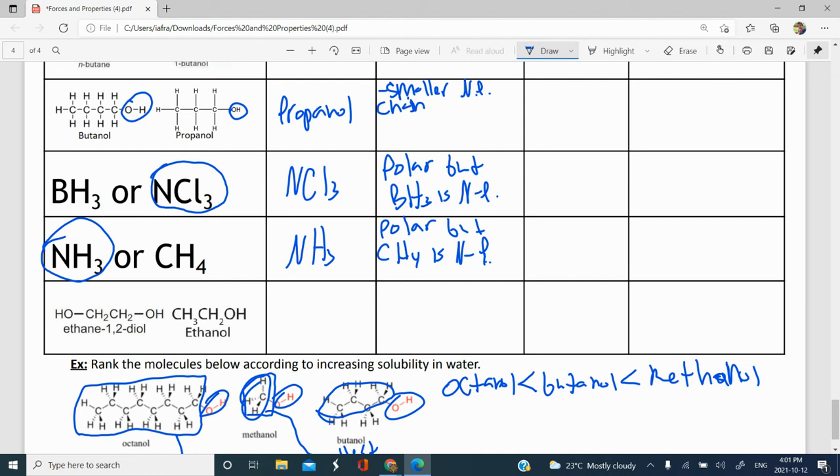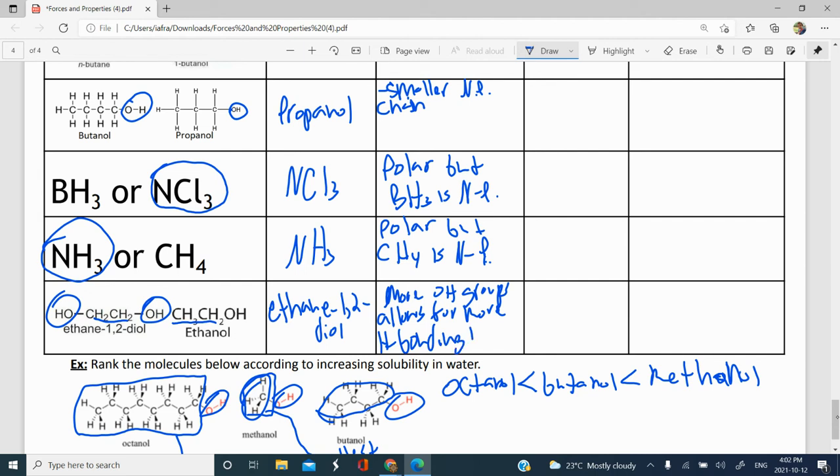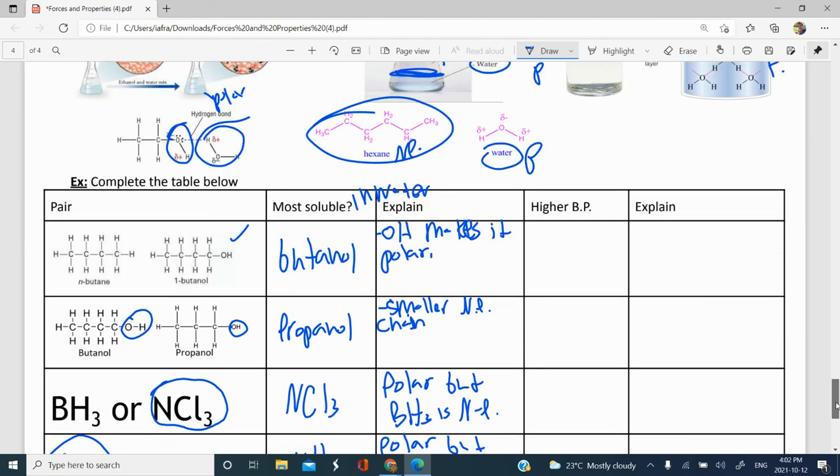And lastly, we'll compare ethane 1,2-diol and ethanol. Which one is more soluble in water? Well, they have the same length of carbon chain, so they have the same non-polar regions. But notice that ethane 1,2-diol has more OH groups. So I'm going to go with that one, ethane 1,2-diol. The reason is it has more OH groups, which allows for more H bonding with water. So that was the solubility piece.